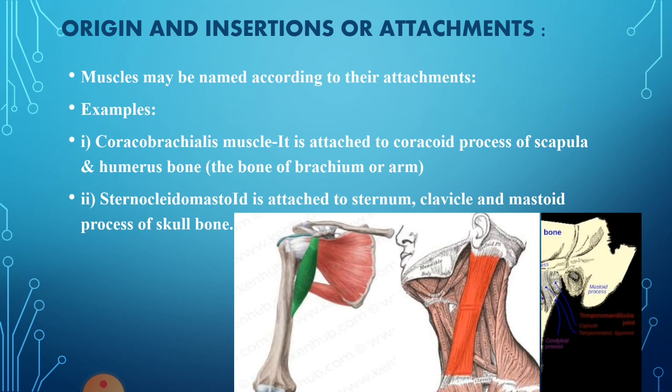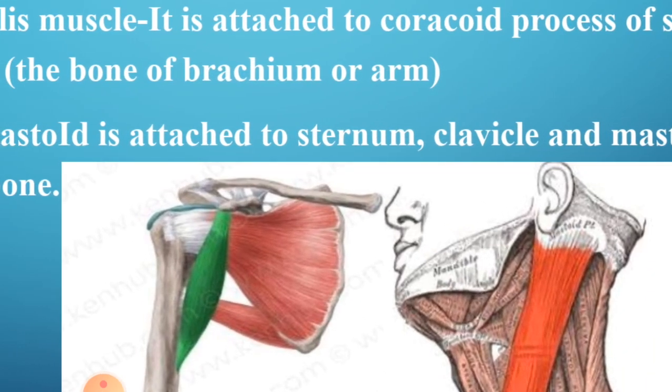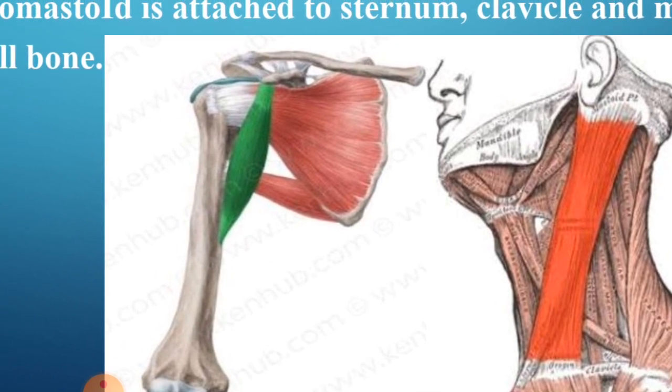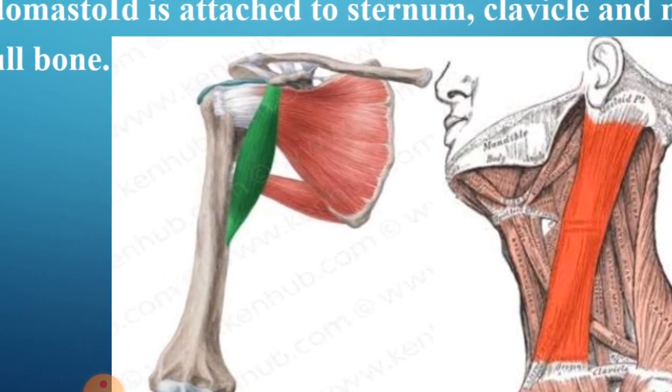As the name says, this muscle would give attachment to the sternum, clavicle, and mastoid process of the skull bone. Let's see these muscles in the diagrams. The one highlighted in green is the coracobrachialis muscle, and this muscle is arising from the coracoid process of the scapula, and it is giving its insertion onto the humerus.